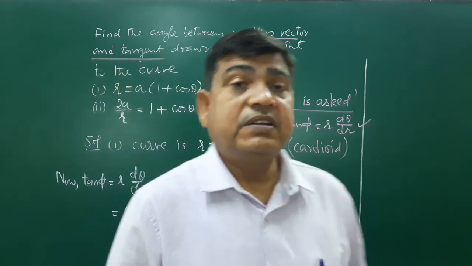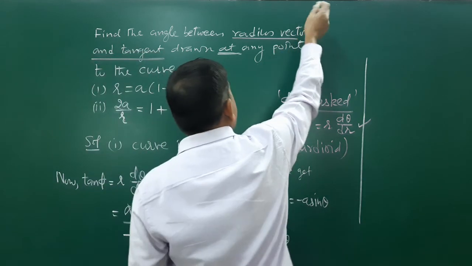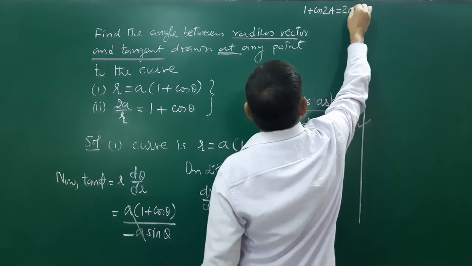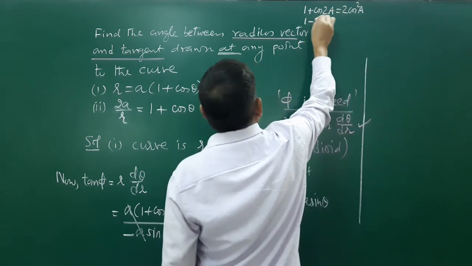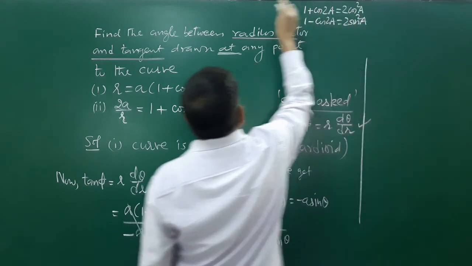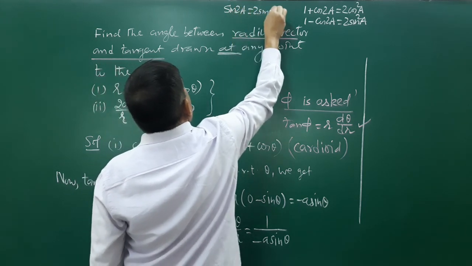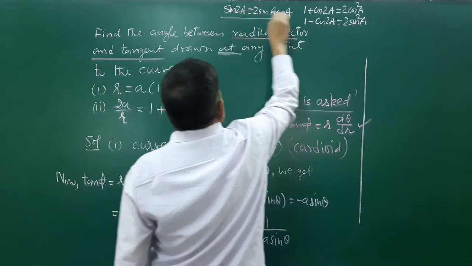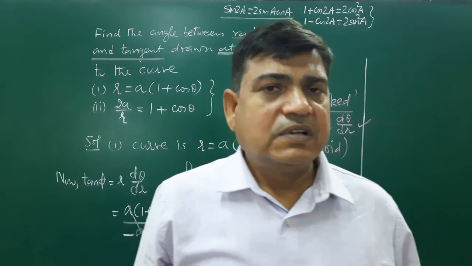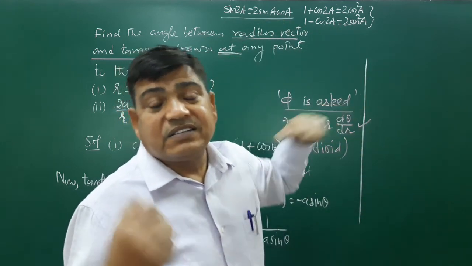Now you must remember trigonometry. There are two important results of trigonometry. Remember, one is 1 plus cos 2a, that is 2 cos square a, 1 minus cos 2a, that is 2 sin square a, and sin 2a, that is 2 sin a cos a. These results are very important in class 11th. These are very important results of trigonometry. You have to remember them by heart.